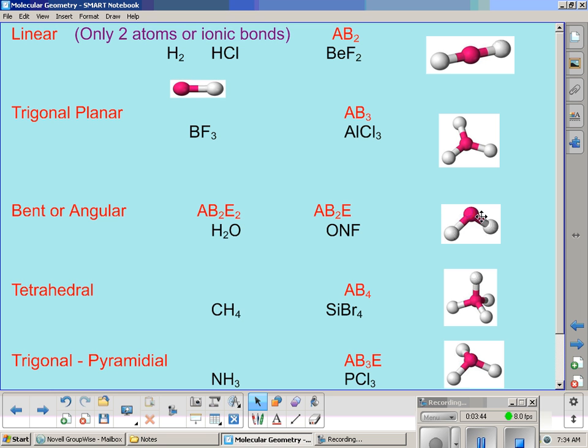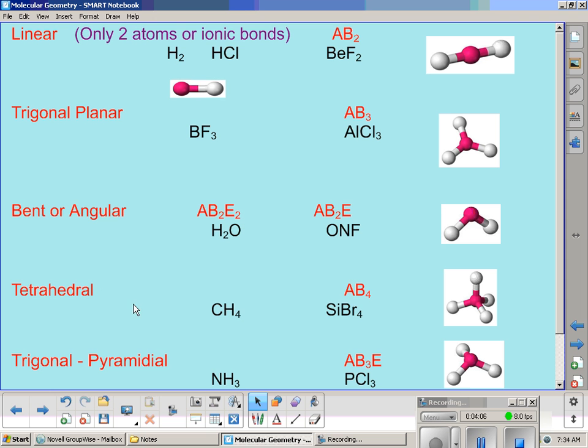And the reason this is bent, and not like the linear one up here, is because there are unbonded pairs of electrons on the outside of this central atom that will push away from the electrons that are used for bonding. So they're still trying to get as far away from each other as possible, but they're still attached to the central atom.